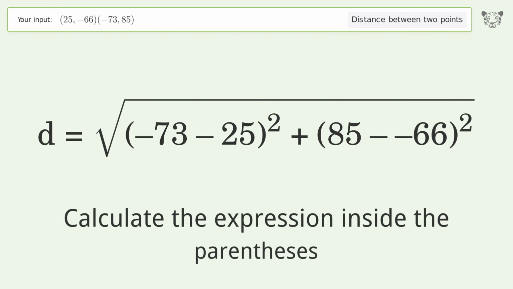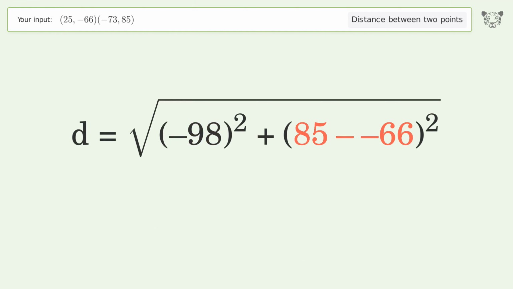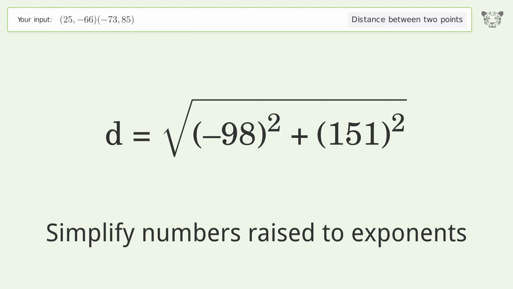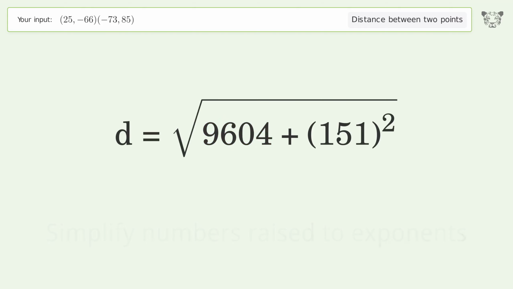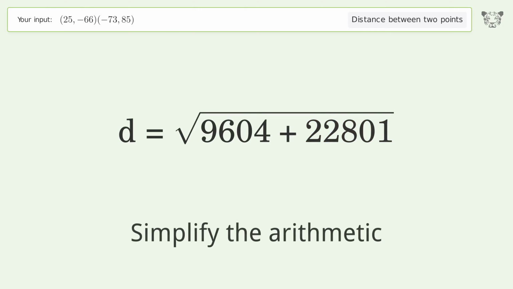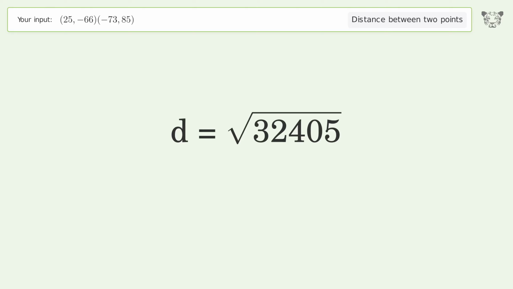Calculate the expression inside the parentheses. Simplify numbers raised to exponents. Simplify the arithmetic. And so the distance between the 2 points is the square root of 32,405, or 180.014.